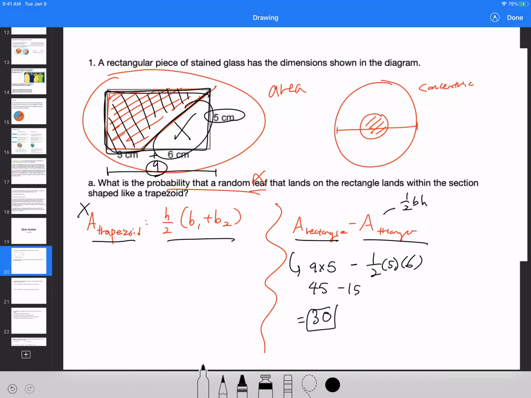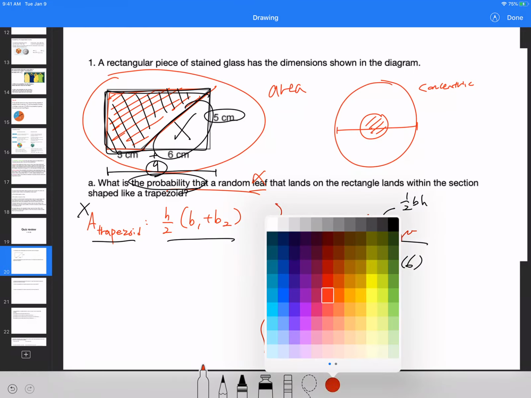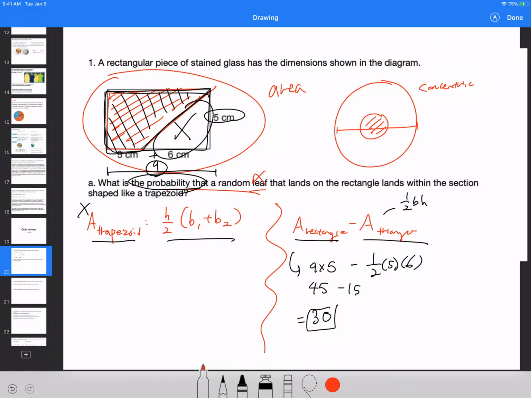Now, you're not done there yet because we're talking about the probability. So the probability of this, you would think that it's 30 out of the entire area of the rectangle, which we already have right here. It's out of 45. Reduced down to 2/3. Okay? The probability, so that if we were supposed to land somewhere here, we're going to be getting approximately 67%, give or take, that the leaf will land on that trapezoid shape.